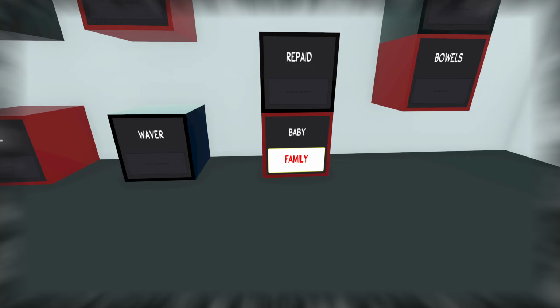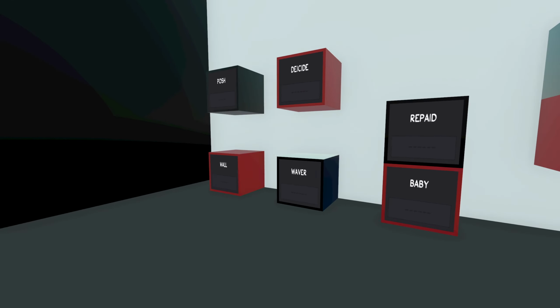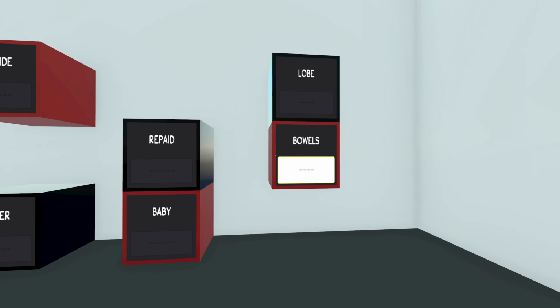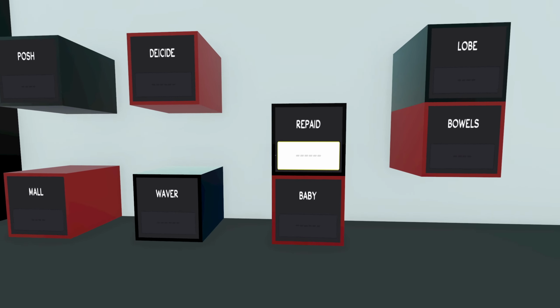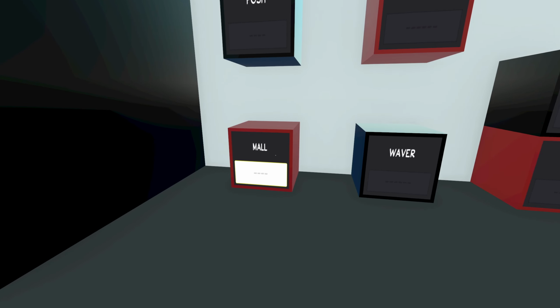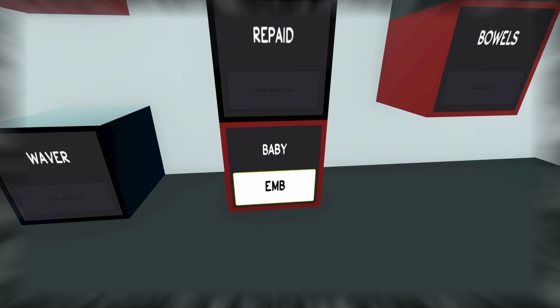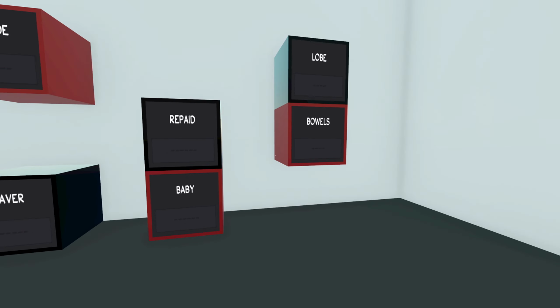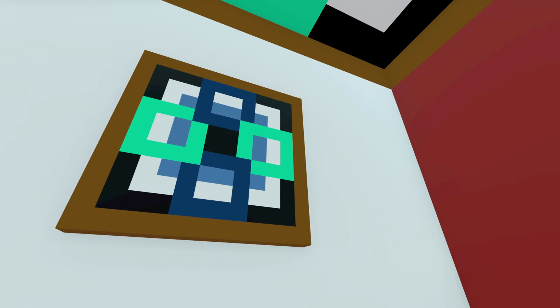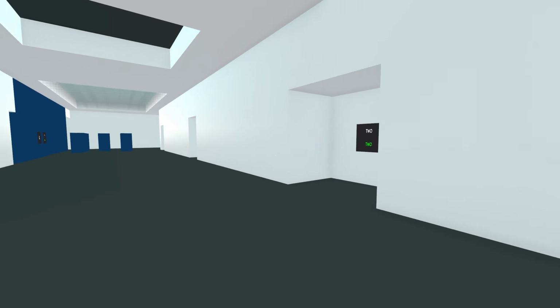Baby is part of a family. No. This is why I need to write down the rules everywhere, because I'm bad. A mall. Something smaller than a mall is a shop. Something smaller than a baby. Embryo? No. And then, how do we get out of here? Is it just stare at the painting again? Well, that'll do it. And are we back in the main corridor?